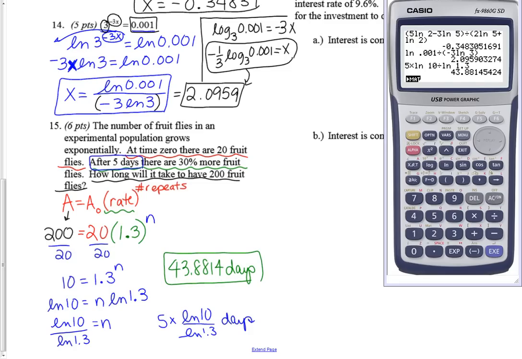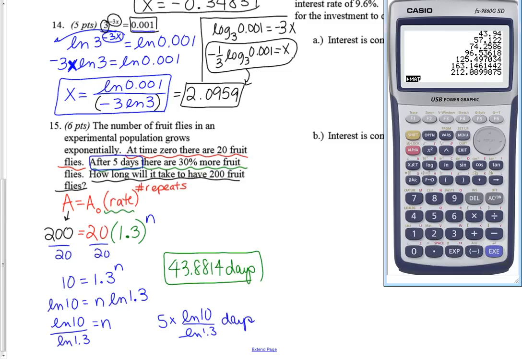I always think it's a good idea in a word problem to go back and be sure it makes sense. So let's say we started out at time 0 with 20 fruit flies. I'm going to hit enter, then multiply by 1.3, so that after 5 days I'd have 26 fruit flies, which is an increase of 30%. That was 5 days, and I'm trying to get up to 200. If I hit enter again, now I'm at 10 days, then 15 days, then 20 days, 25 days, 30 days, 35 days, 40 days, and you can see one more, 45 days.